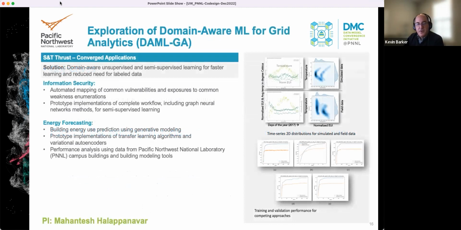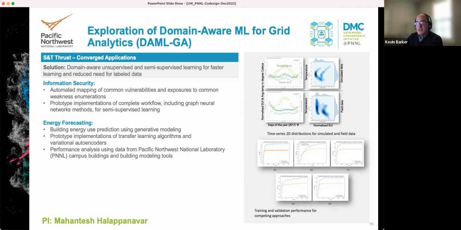So I just have a couple of projects here that were in the converged applications portfolio, to give more of a flavor than really diving into any deep technical content. The first one is the exploration of domain-aware machine learning for grid analytics. The idea here is to utilize domain-aware, unsupervised, as well as semi-supervised machine learning techniques to improve the learning time and reduce the need for labeled data, because often labeled data is sparse. And they looked at two domain areas, the first being information security and the second being energy forecasting.